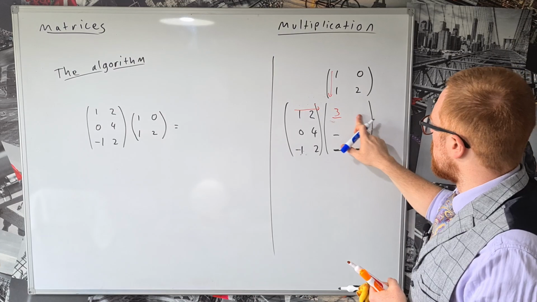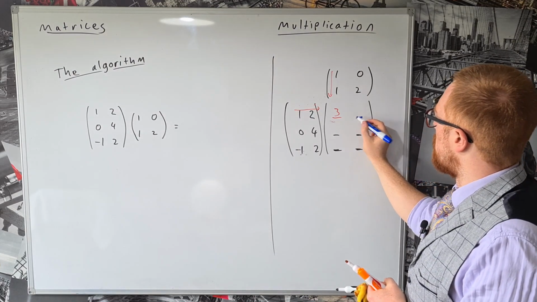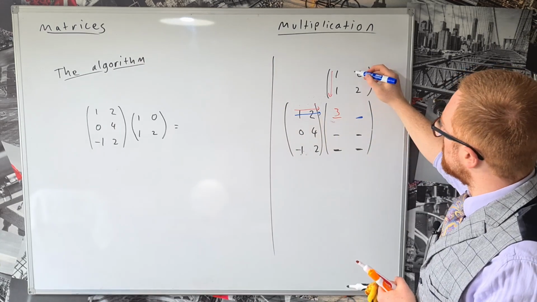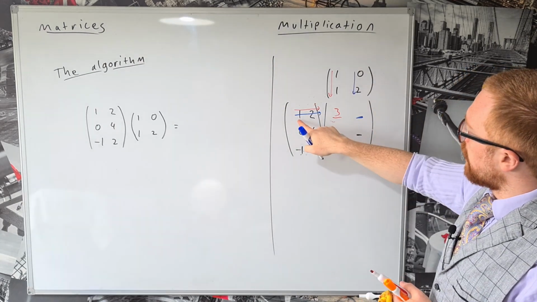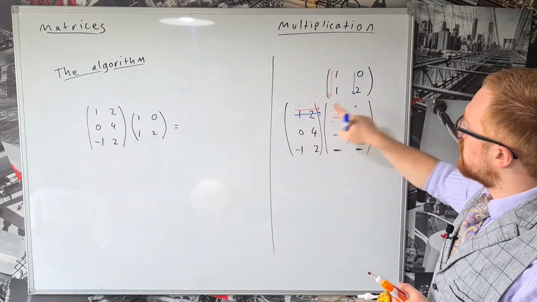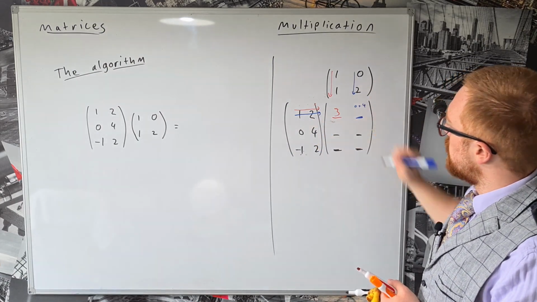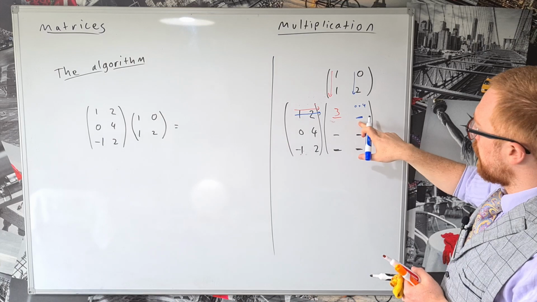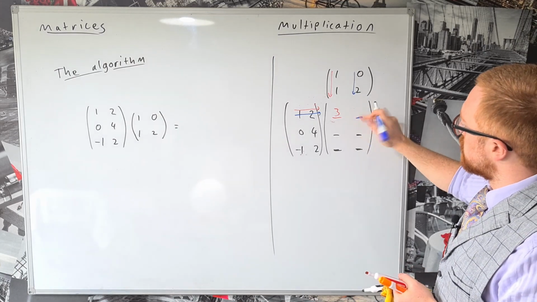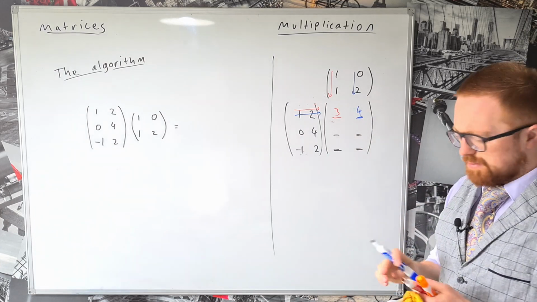Okay, let's have a quick look at what's going to go in this top right one here. So we're going to do this row times this column. We get 1 times 0 is 0, and 2 times 2 is 4. So the number that goes in this entry is 0 plus 4, which is just 4.